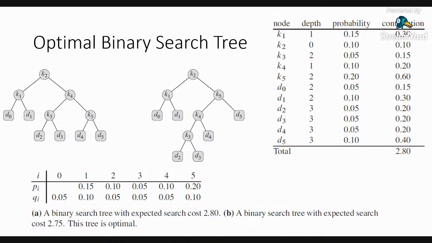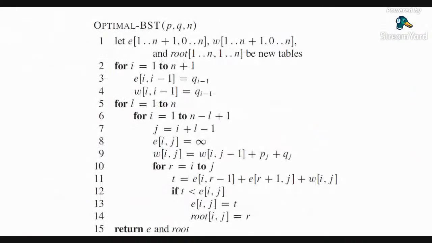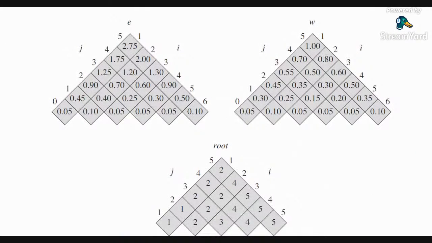Among these three keys, K3, K4, K5, I need to decide the root. If I need to decide the root node of that subtree, then I will look once again at the root matrix. I need to check in the root matrix entry 3, 5. Where is this 3? I is this side and J is this side. So this is 3 and this is 5. And what is 3, 5? 3, 5 is nothing but this 5. It means that in the right side of that tree, K5 should be root of that particular subtree.